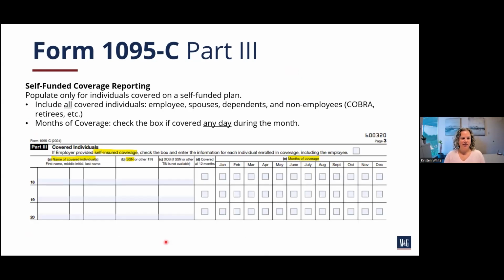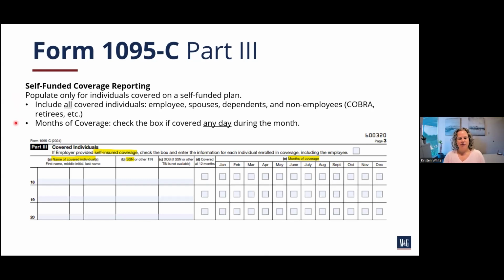Okay, the last part, part 3, for our self-funded folks. So populate only for individuals covered on a self-funded plan. Include all covered individuals, the employee, spouse, dependent children, even non-employees, like those on COBRA, retirees. All of that needs to be reported. And you can check the box if they had coverage any day during that month.